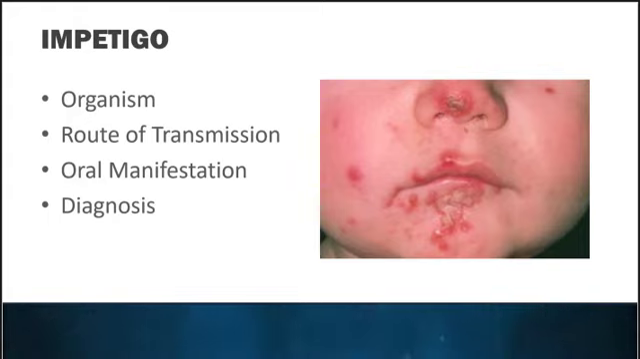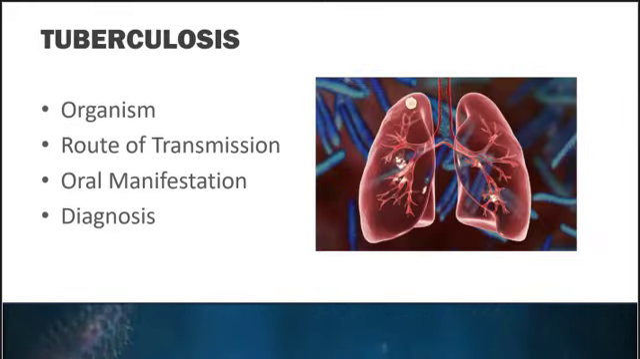Diagnosis is made usually by clinical presentation or by culturing that bacteria. And since it is bacterial in nature, it is typically treated with topical and or systemic antibiotics. A lot of kids end up having impetigo at one point or another during their childhood.